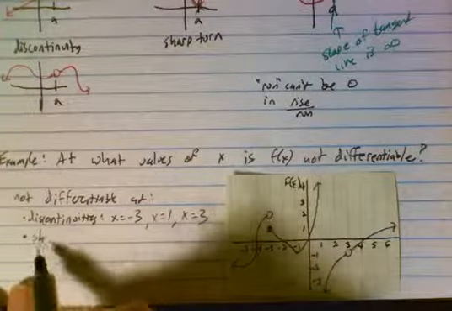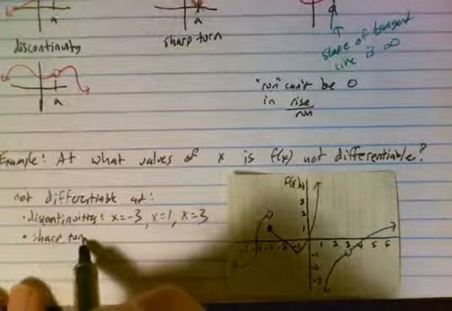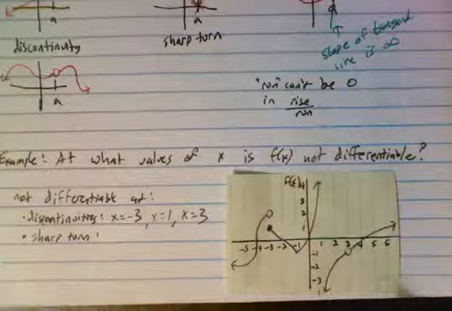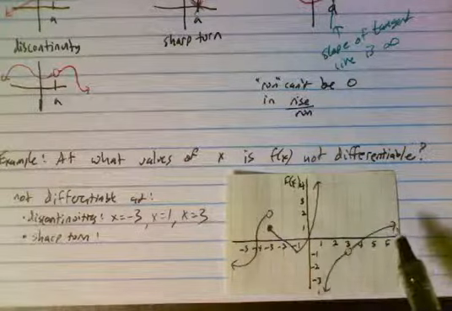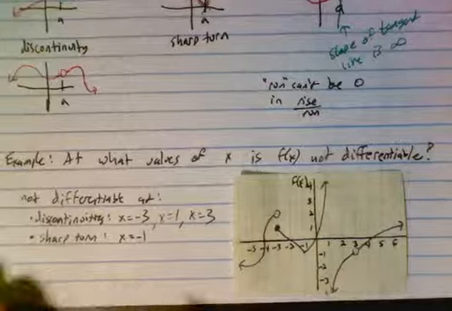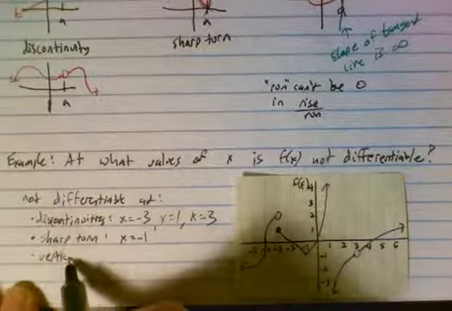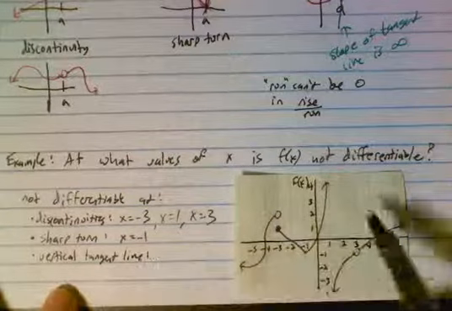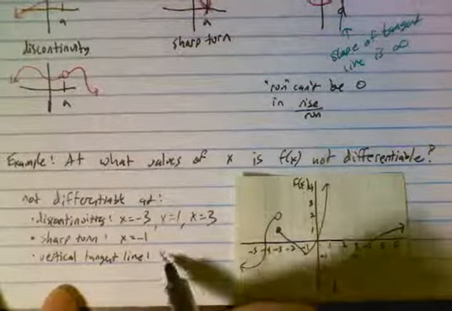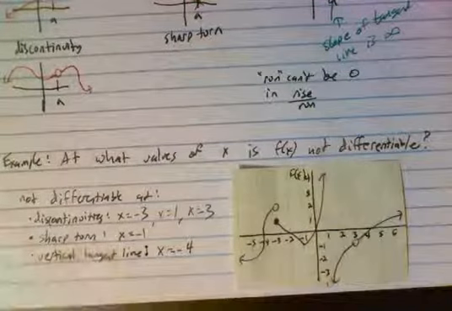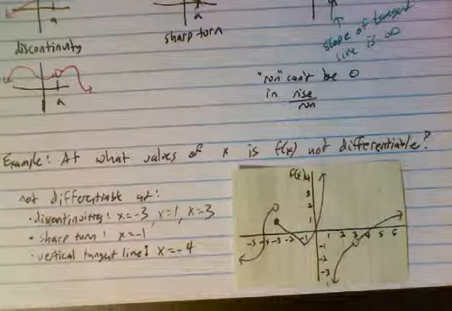It's also not differentiable at a sharp turn. So that's right here where we have a sharp turn. Anywhere else is fine, so if it's sort of like a maximum or a minimum, that's totally fine. We just can't have any sharp turns. Or vertical tangent lines. And that occurs right here, where x equals -4. Maxima and minima are okay. By definition, their derivative is 0. We can find the derivative. 0 is just a number like any other.